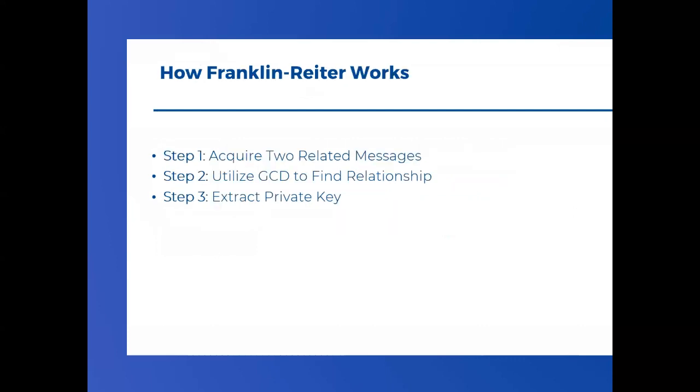Let's dive deeper into how Franklin-Reiter works. Step 1 is to acquire 2 related messages that are encrypted with the same public key. Step 2 involves using the Euclidean algorithm for polynomial GCD to extract the polynomial that defines the relationship between these 2 messages. Step 3 is the extraction of the private key, enabling the decryption of any message encrypted with the related public key.